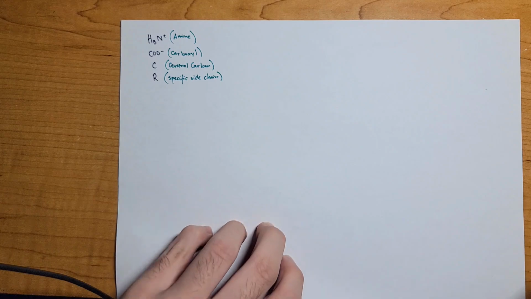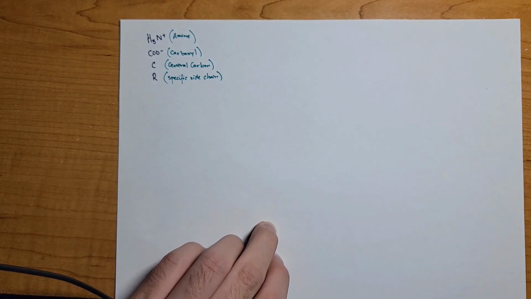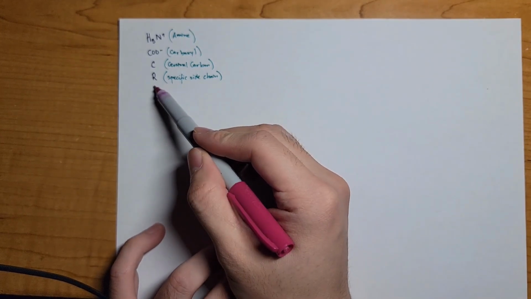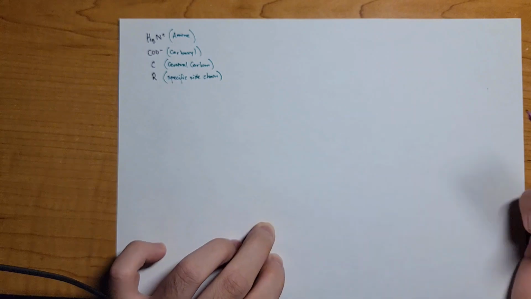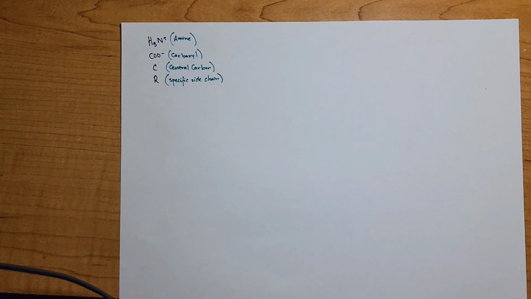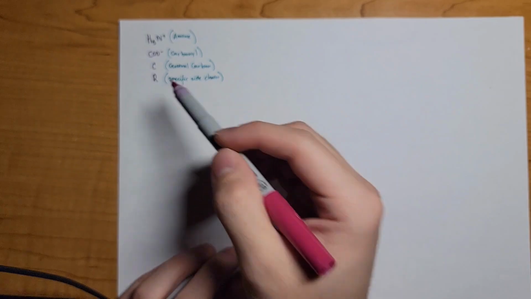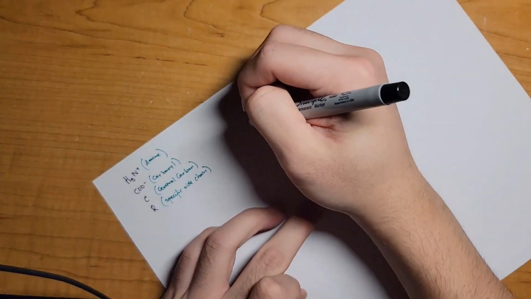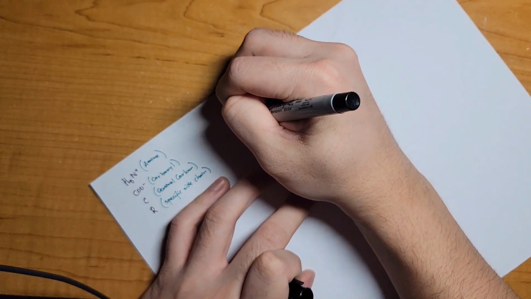There's also a hydrogen attached to it. And then the R, which is specific to each amino acid. Every amino acid has its own specific side chain, but we're really just worried about knowing the basic structure. So if I draw this out, the basic structure of an amino acid is something like this, right?